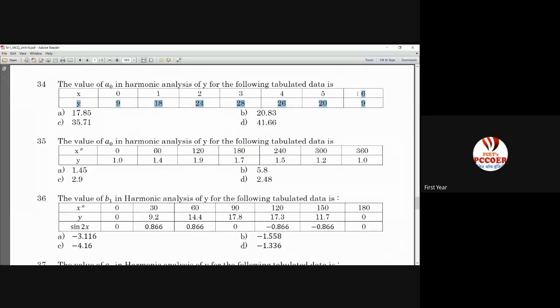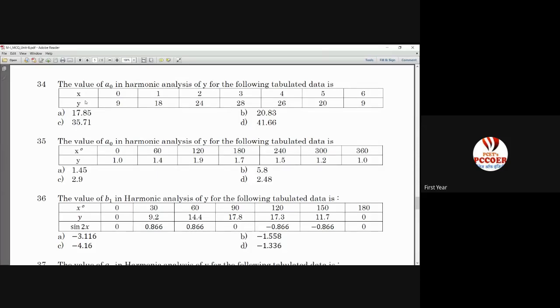Don't take repeated value. So your formula for A naught is 2 by m summation yi. What is that? 2 by how many points are there? 6. 0, 1, 2, 3, 4, 5. मतलब total कितने points हो गए? 6. So 2 by 6 into summation of 9 plus 18 plus 24 plus 28 plus 26 plus 20. So that addition you'll have to do and divide it by 3. That will give you the answer.